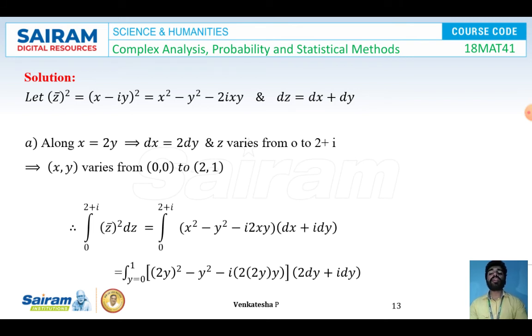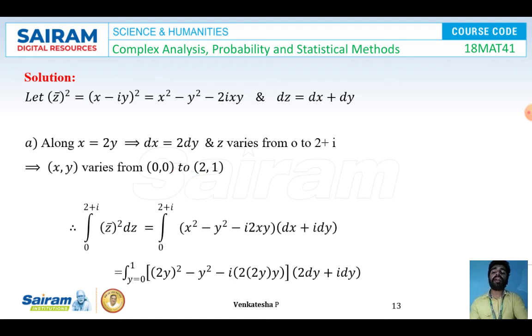Now along the line x = 2y, in the above equation I'll be replacing x = 2y. I'm converting all the x variables in terms of the y variable, so we have to convert dx also. By differentiating this, we got dx = 2 dy. In the given integral, the limits for z vary from 0 to 2 + i. That is, (x, y) varies from (0, 0) to (2, 1); the limit for x varies from 0 to 2 and y varies from 0 to 1.